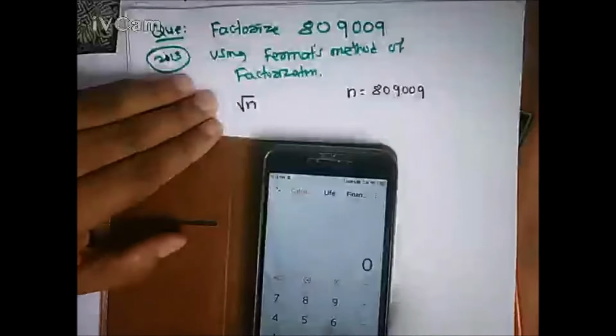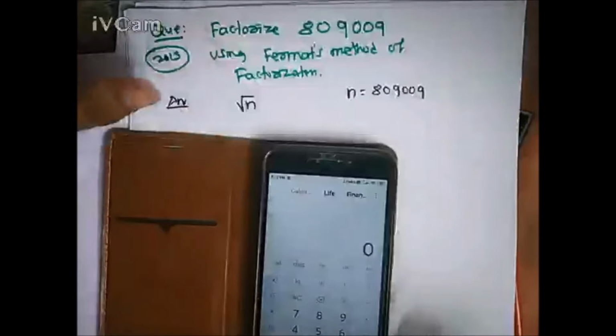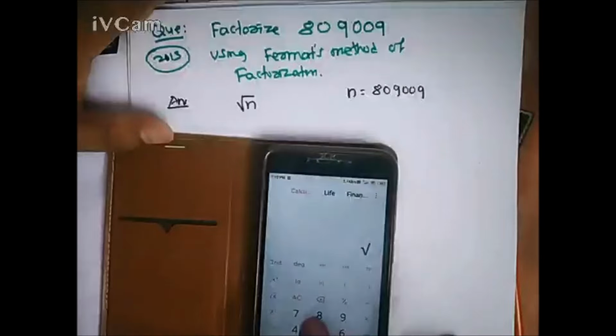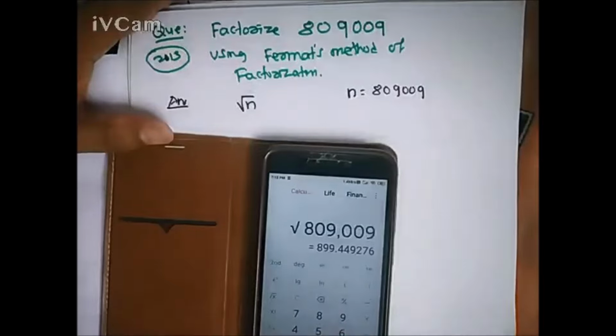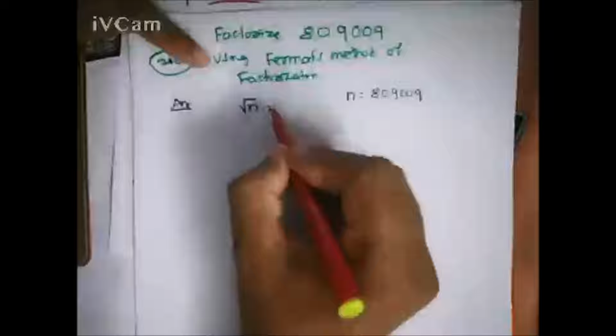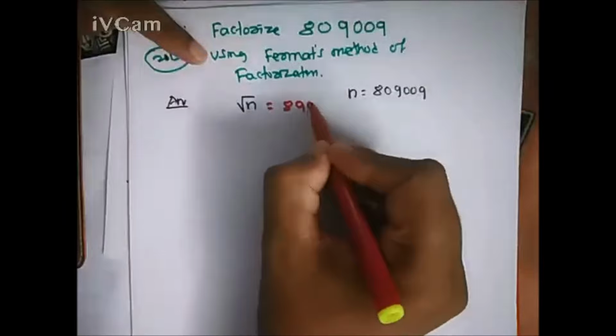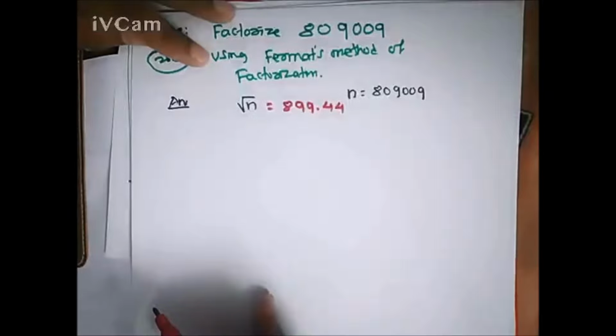See, square root of 809009. It is giving how much? 899.44. We are getting square root of n as 899.44. Okay.